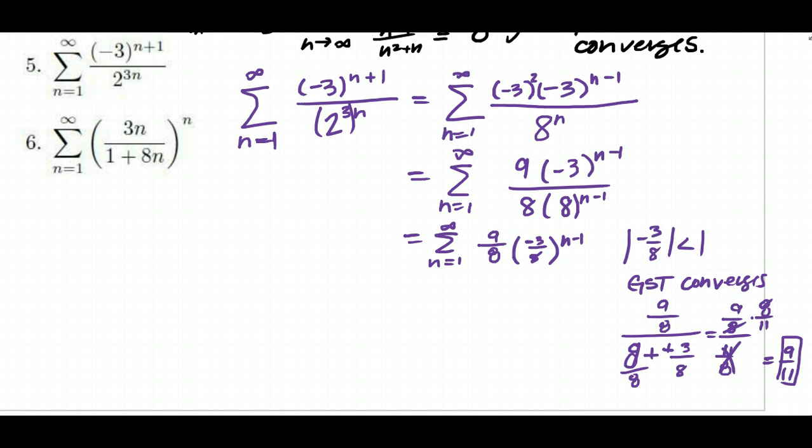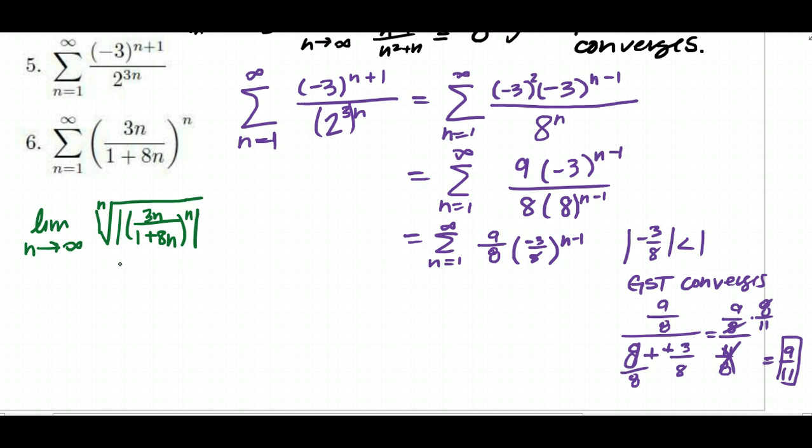That took up a lot of space, but we can go ahead and do the last one with not too much work. Here I have the sum of n equals 1 to infinity of the quantity 3n over 1 plus 8n to the nth power. Since I have a whole term being raised to the nth power, I should think to use the root test. So I can do the limit as n approaches infinity of the nth root of the absolute value of the quantity 3n over 1 plus 8n to the nth.